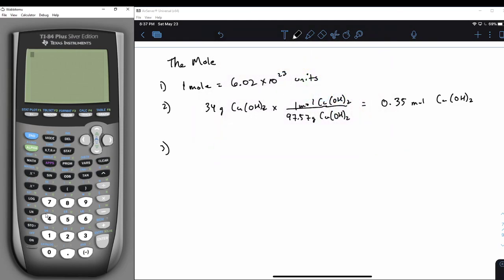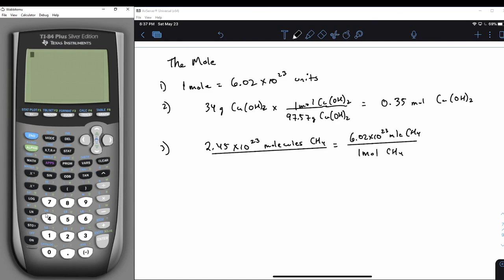Okay. 3. How many moles are present in 2.45 times 10 to the 23rd molecules of CH4? Well, we know that there's 6.02 times 10 to the 23rd molecules of CH4 for 1 mole of CH4. So we can set up a proportion in this way to figure out X moles of CH4.